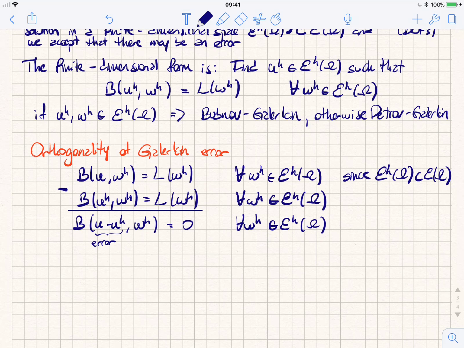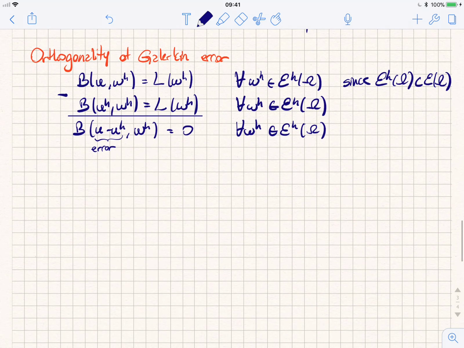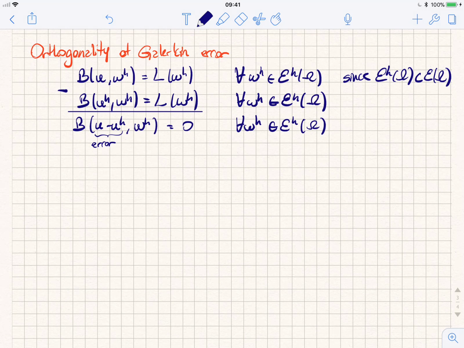And this equation is very important, right? Because you can interpret this equation in many different ways. One way is that this is basically orthogonal to the entire space. Remember, this equation has to be valid for all WH in that finite dimensional space. So this basically means that the error is orthogonal to that space, in the sense of the bilinear form.